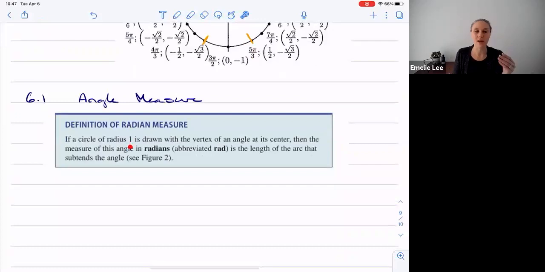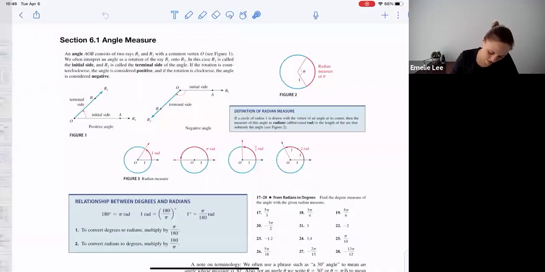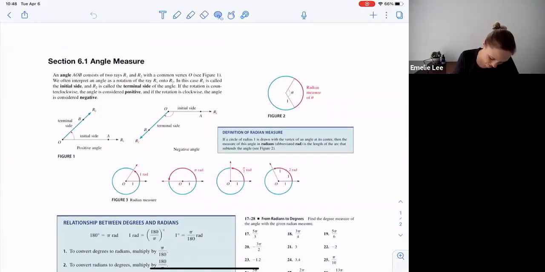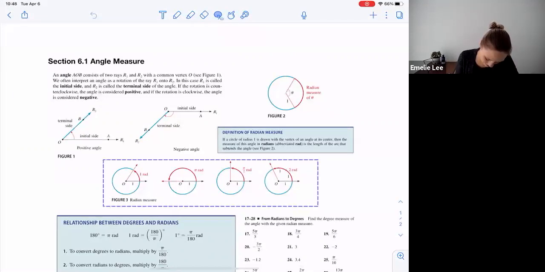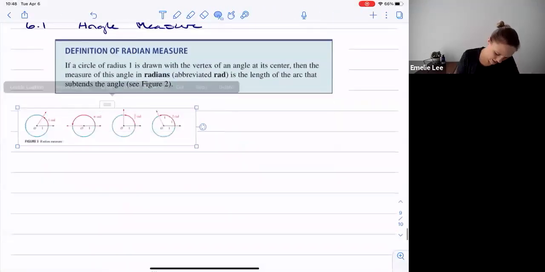So if a circle of radius 1, so if we have a unit circle, is drawn with the vertex of an angle at its center, then the measure of this angle in radians, which we abbreviate rad, is the length of the arc that subtends the angle. Subtends meaning just takes you from the standard position up to that point. So here, just some common radians.